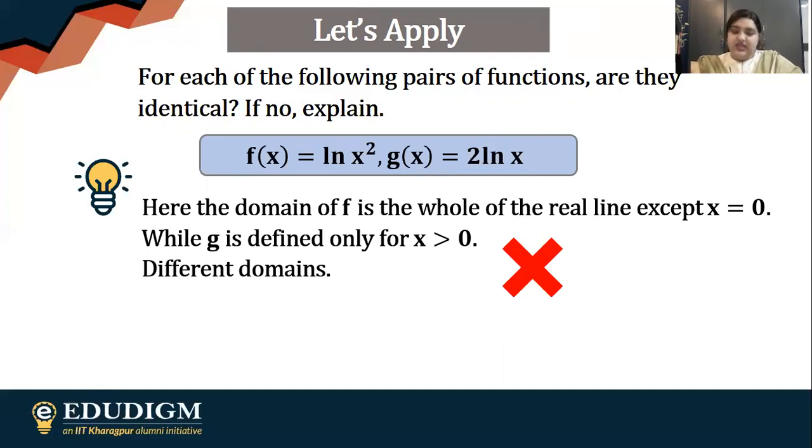Whenever you have to check whether two functions are identical or equal, check all the possible things. Even if you find one such possibility where the domain or codomain or the functional value does not come out the same, they're not identical. I hope you understand the definition and the applications. That's it from the series of special types of functions. In the next few videos, we are going to talk about more concepts about functions. So stay tuned.